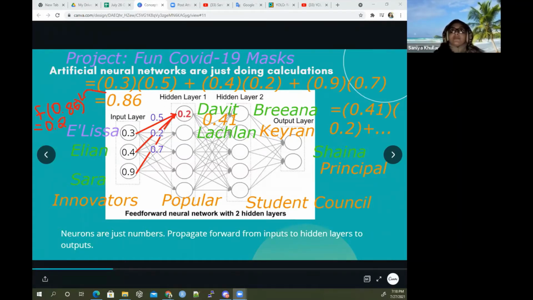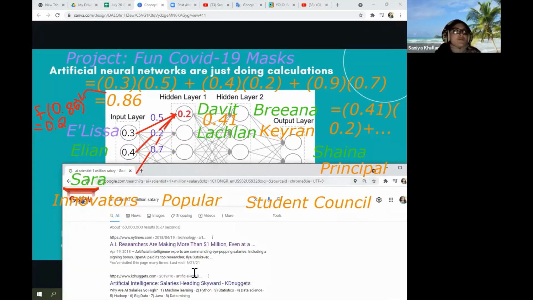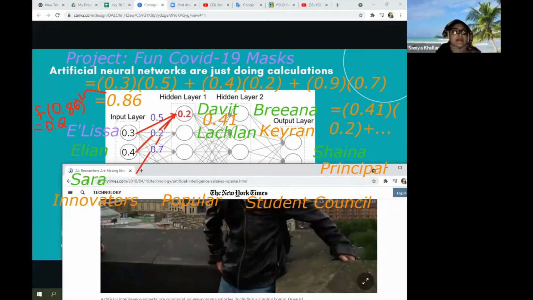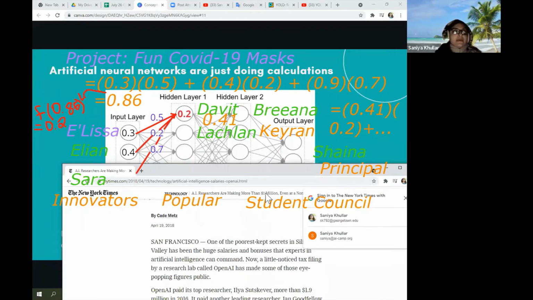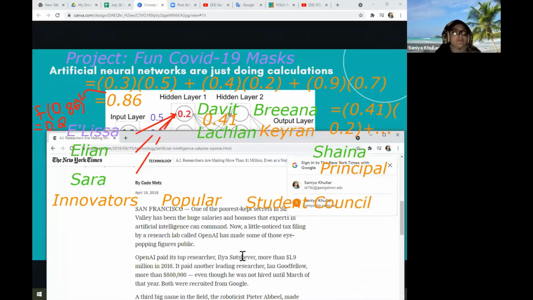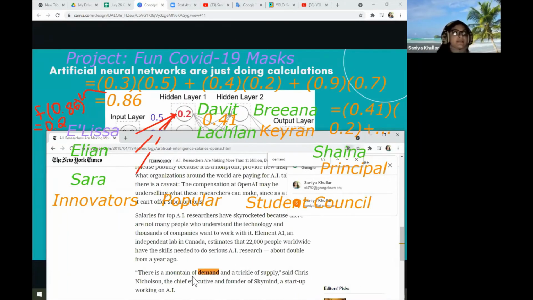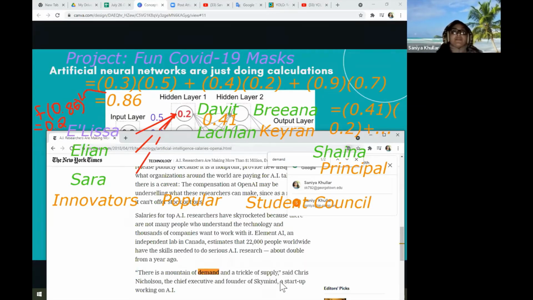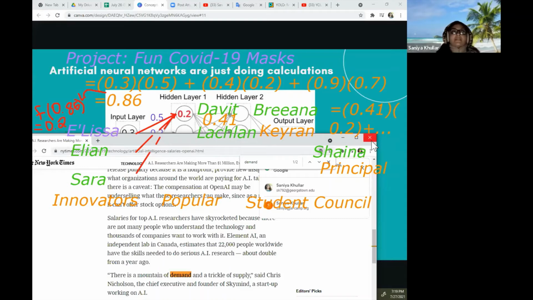And I hope I can inspire you that AI scientists do make a lot of money. AI researchers are making more than $1 million, even at nonprofits. The New York Times is saying, and I don't want to talk more about this, but demand: there's a mountain of demand and a trickle of supply. There's a lot of demand for people who know AI, and there are very few people who know AI. So this is a huge career that's upcoming.